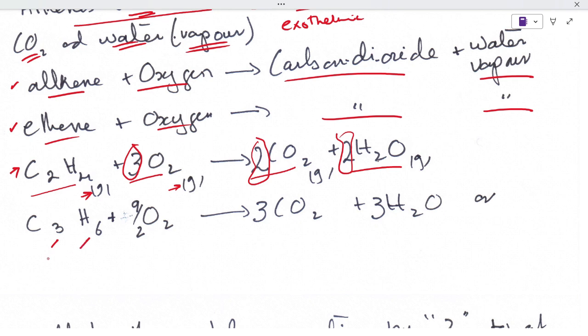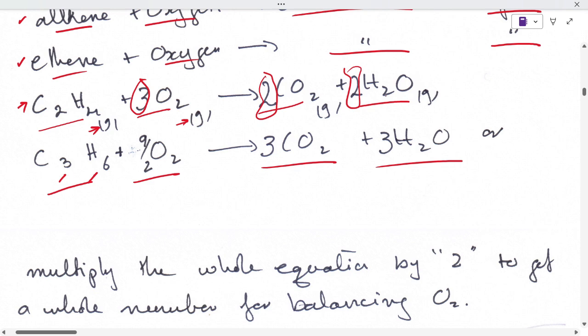C3H6 plus oxygen forms carbon dioxide and water. Now as you can see that I have written 9/2 on the left side of the oxygen. If you see the atoms of oxygen on the right side, in carbon dioxide we have 6 and in water we have 3. Altogether they make 9. So in order to keep C3H6 1 mole, I write 9/2 with oxygen.